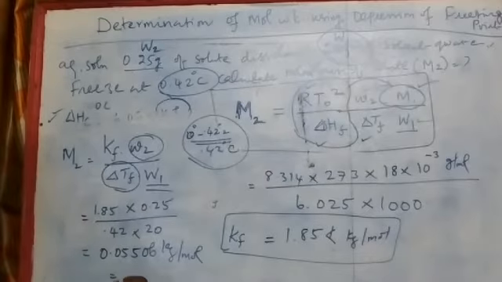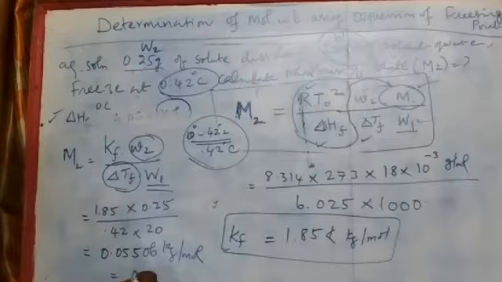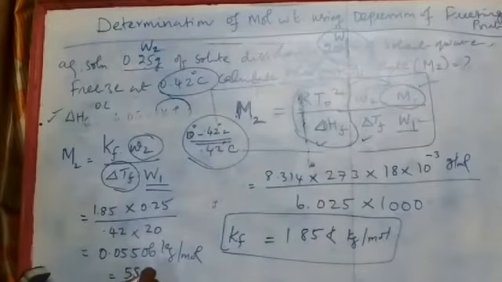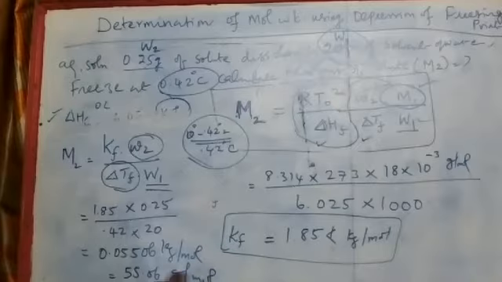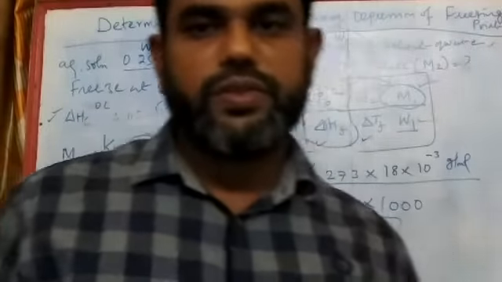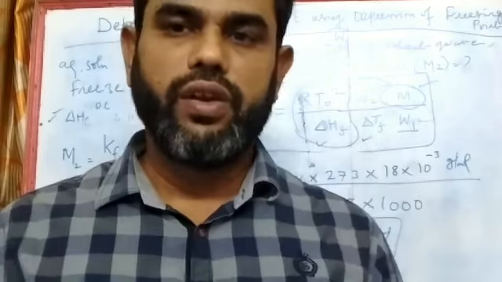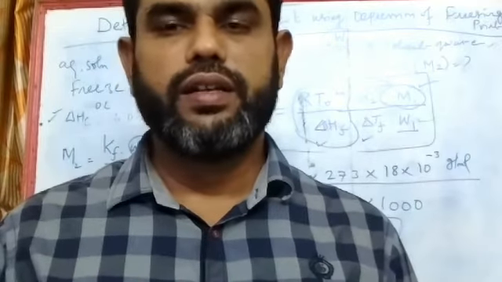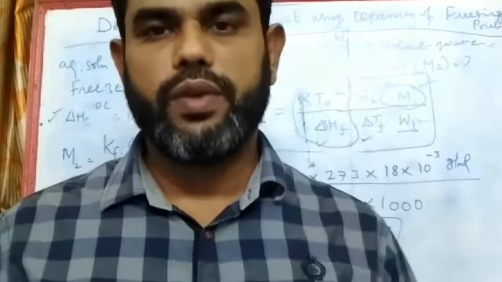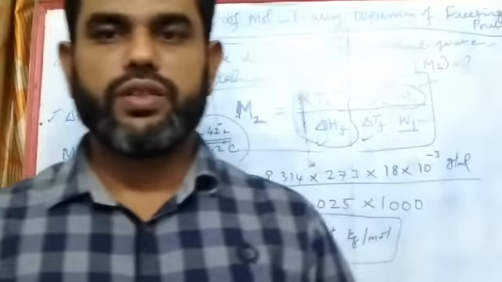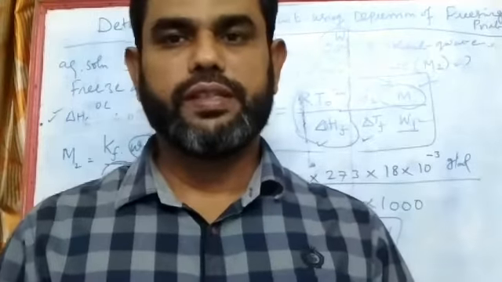If you want to convert this into grams, multiply by 1000, which gives 55.06 grams per mole. In this way, using these formulas, you can find the molecular weight of any unknown solute. You can also find the molar depression constant or the ebullioscopic constant. Try to solve as many problems from the book as you can so that you gain good experience.